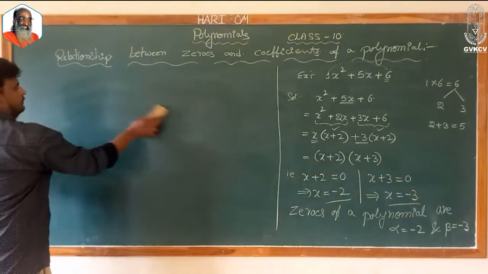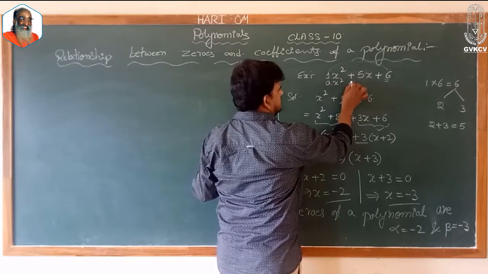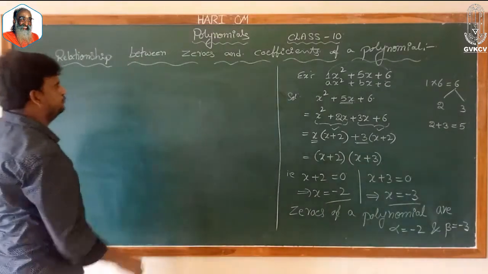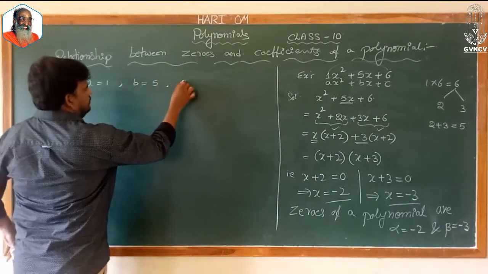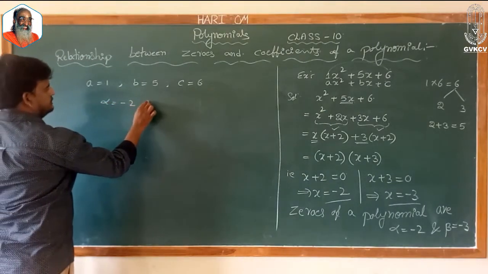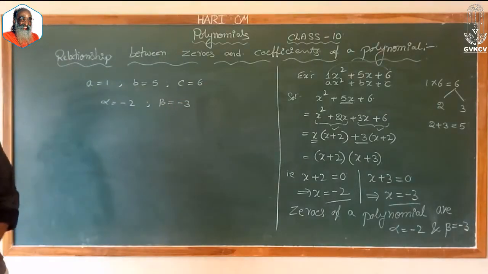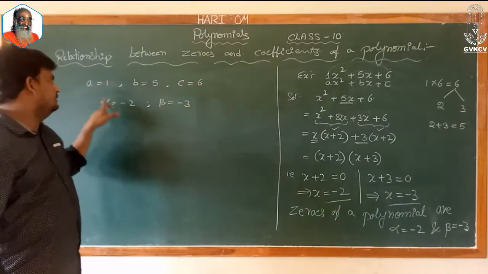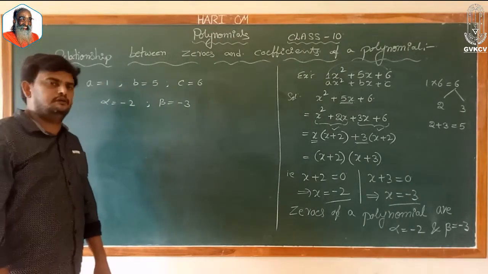Now the coefficients. The given polynomial is in the form of ax square plus bx plus c. When comparing those two, the value of a we get 1, the value of b we get 5, the value of c we get 6. And I got the zeros of the polynomial, alpha is equal to minus 2 and beta is equal to minus 3. Now we need to find the relationship between these 5 values. How to find the relation? Let me explain.